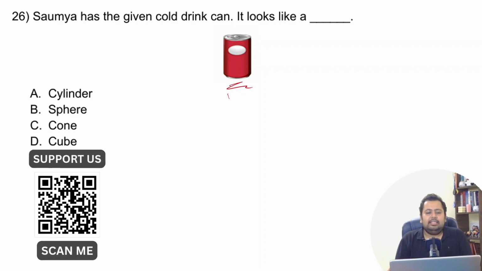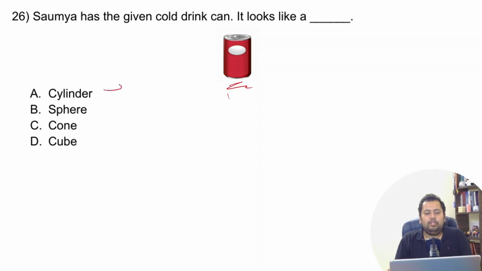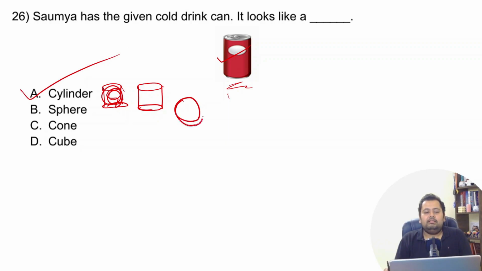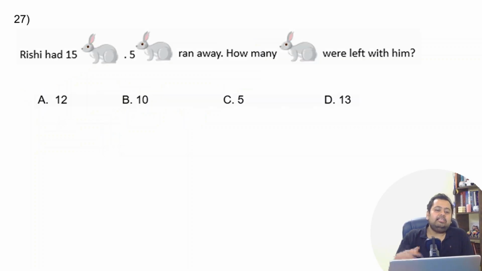Great. I hope again it is an easy one. So, how does a cylinder look? A cylinder looks something like this, right? This is a cylinder. I'm sorry, okay, this is the wrong one. So this is how generally a cylinder looks, and obviously the can here looks like a cylinder. So this is the correct answer. Sphere is nothing but something more circular. Cone is something like this. Cube is something like this, right? So obviously it is option number A, cylinder is the correct answer.